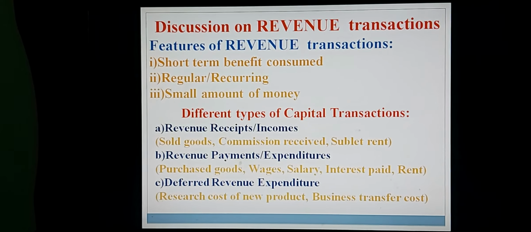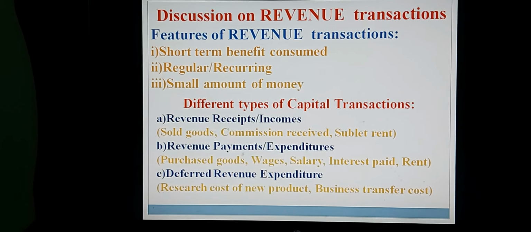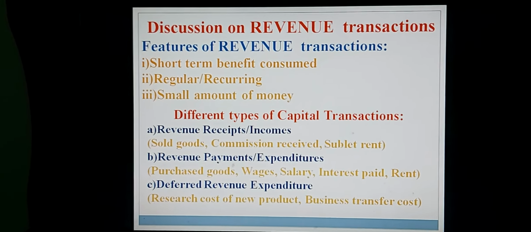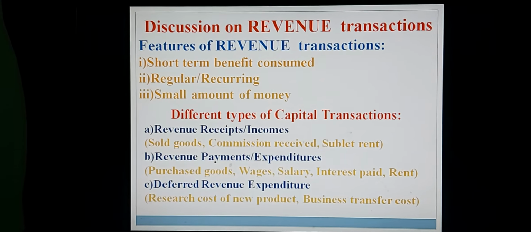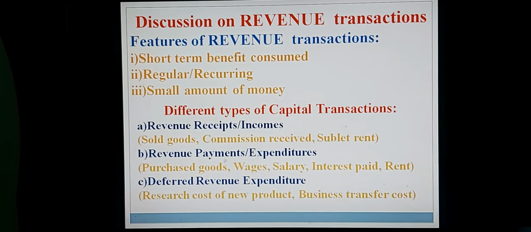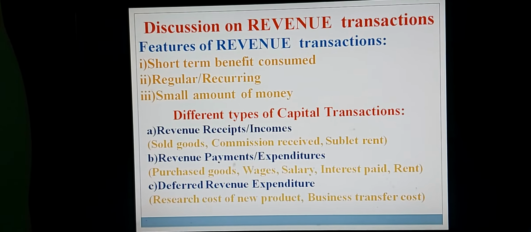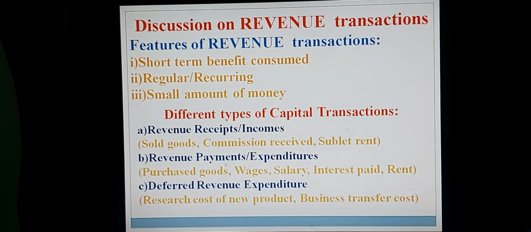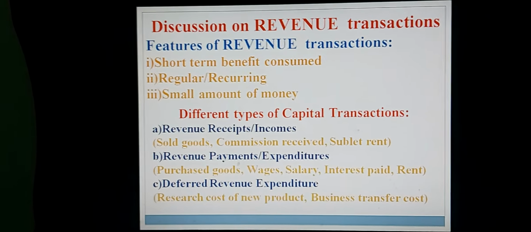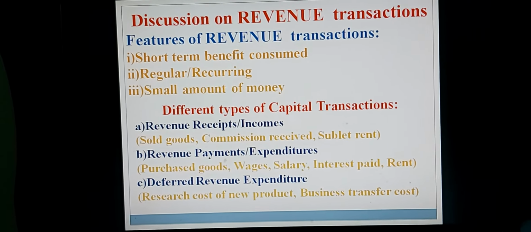What is revenue receipt or income? All recurring receipts by way of usual incomes or profit of business, which are used for meeting day-to-day expenses of the business, are called revenue receipt. For example, sold goods, commission received, sublet rent, apprenticeship premium, interest received, discount received. Second one, revenue payments or revenue expenditure.